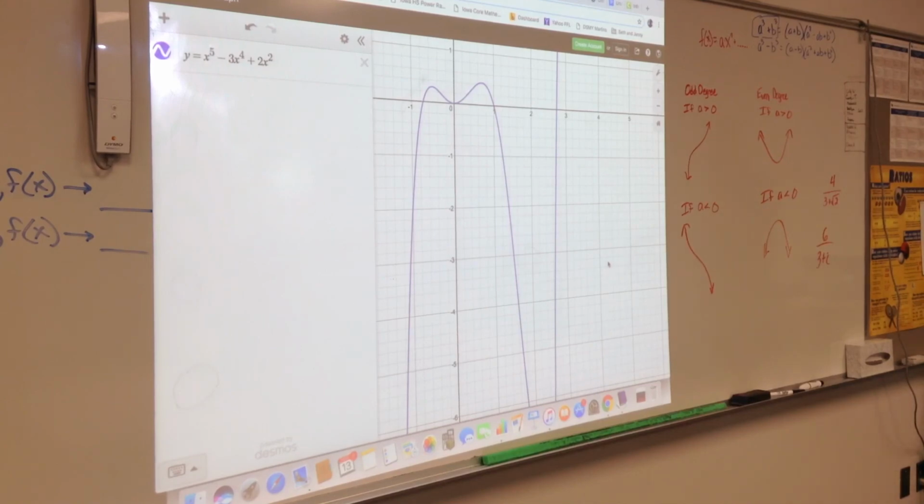Its highest degree minus 1. Whatever its highest power is, the number of turns it could have is one less. The number of turns a graph can have will always be one less than the degree.